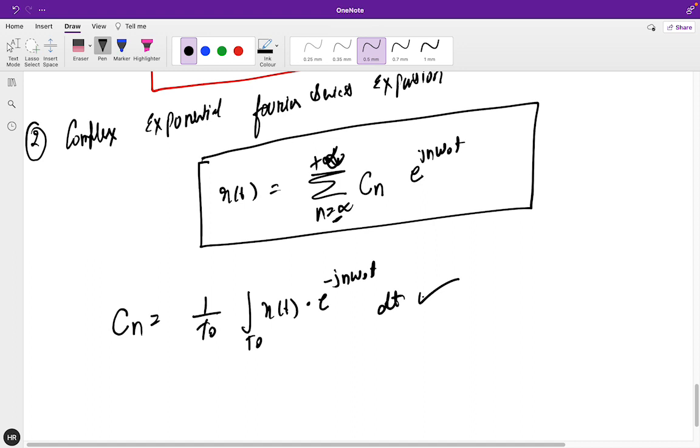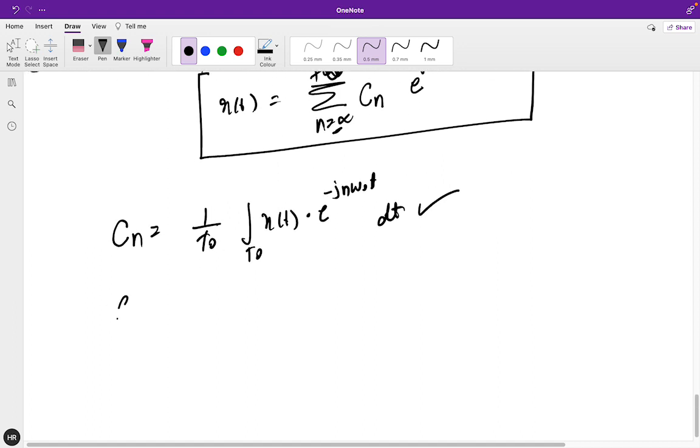Okay, so Cn is just the expression of the Fourier series coefficient, the exponential Fourier series coefficient. And if you substitute C naught, what you will get? 1 upon T naught.